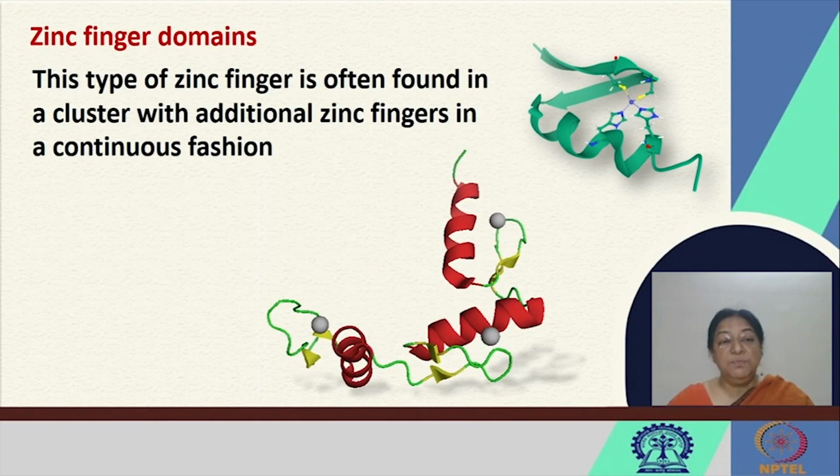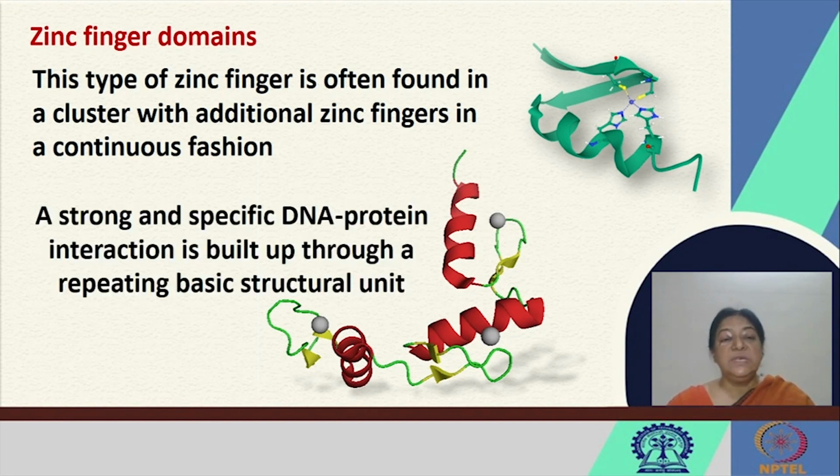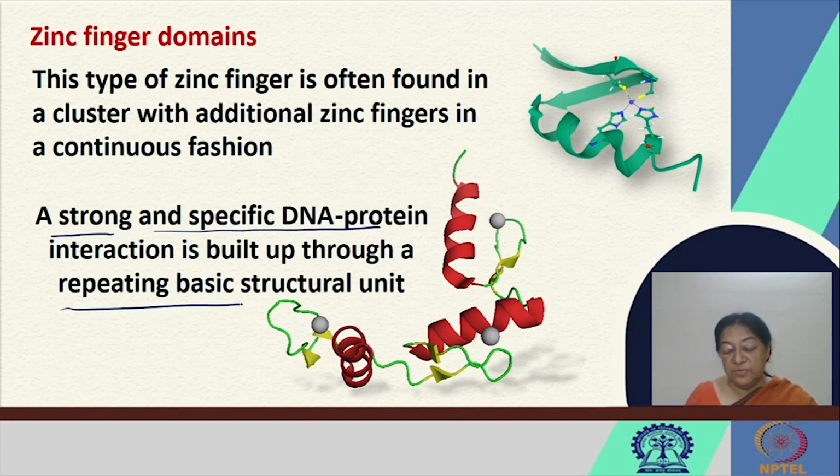So this type of zinc finger is sometimes again found in a cluster with additional zinc fingers that occur in a continuous fashion to facilitate again recognition. Like we saw in the previous case where we had the helix turn helix case, where the protein interacts as dimers, in this case also we will see that there are additional clustered units here which allow a strong and specific DNA protein interaction to occur because of the repeating units that interact with the DNA.